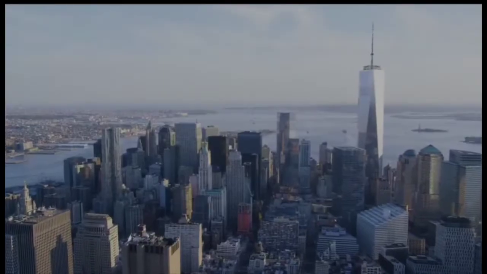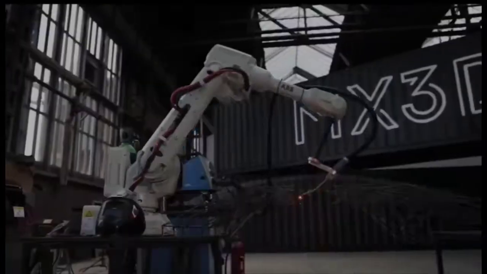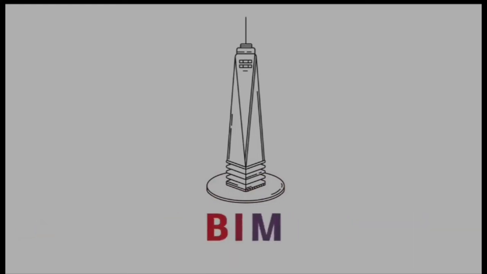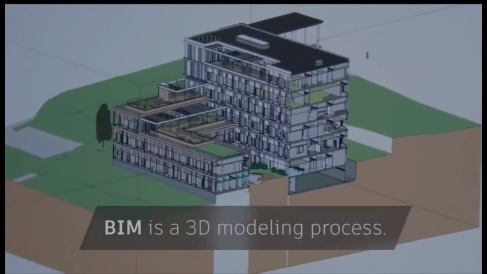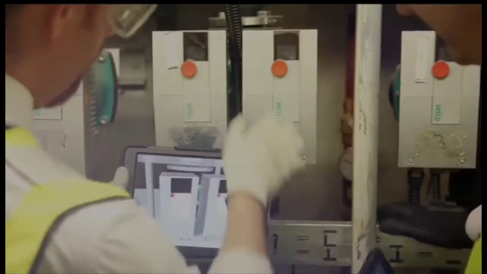What's the technology behind many of the iconic architectural structures being built today? It's a process called building information modeling. BIM is a 3D modeling process that is changing the way people plan, design, construct, and operate buildings and infrastructure around the globe.